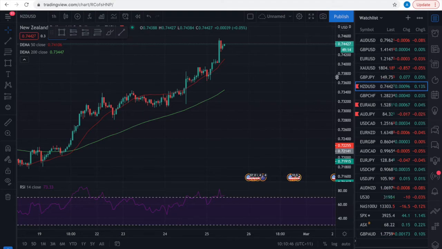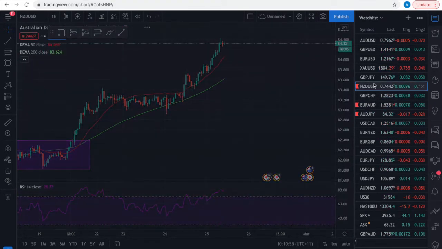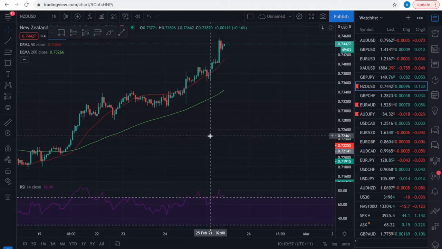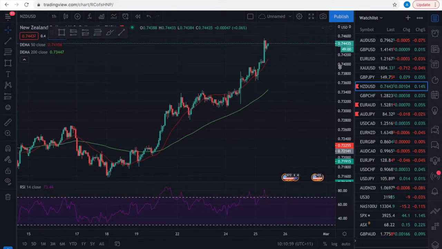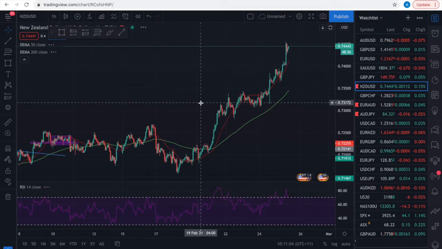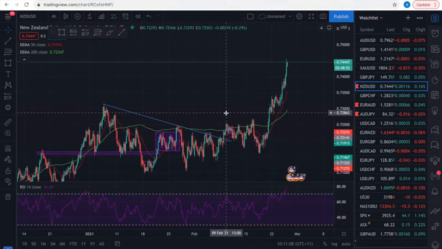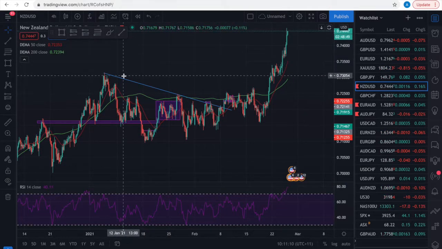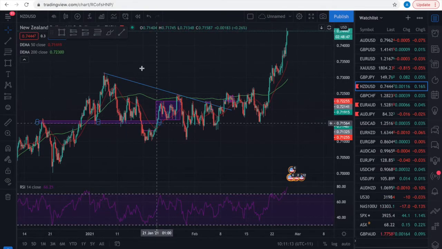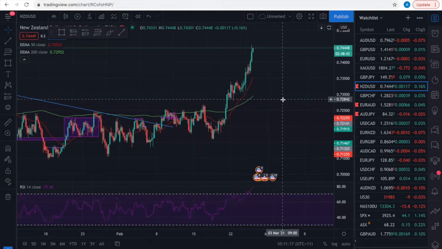First one will be on the New Zealand dollar, US dollar, and then there'll be one on Euro, Aussie, and AUDJPY. So I'll start with the New Zealand dollar, US dollar chart here. Even if we take that to the 4-hour chart to start with, we can clearly see price was moving in this little downtrend here, but it consolidated for a while, and it's now broken to the upside, and this is where we were looking to find entries.